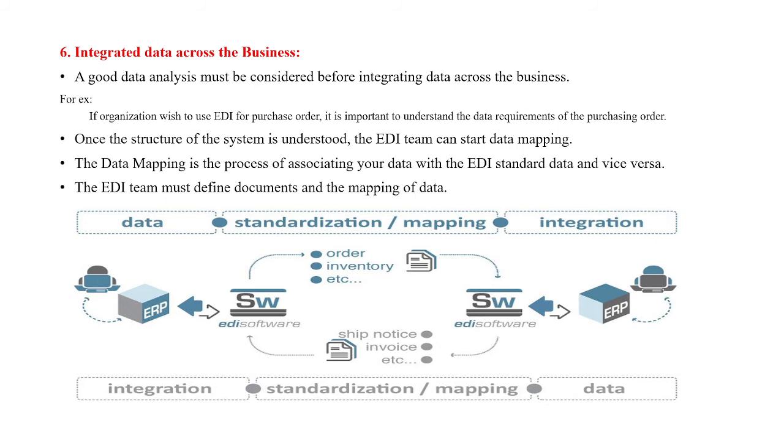For example, if the organization wishes to use EDI for the purchase order, it is important first to understand the data requirements for the complete purchasing process or purchase order process. Once the structure of the system is understood, then the EDI team can start mapping the data. So data mapping is a process of associating the business data with the EDI standard data, and of course vice versa. And this mapping work is done by the EDI team.